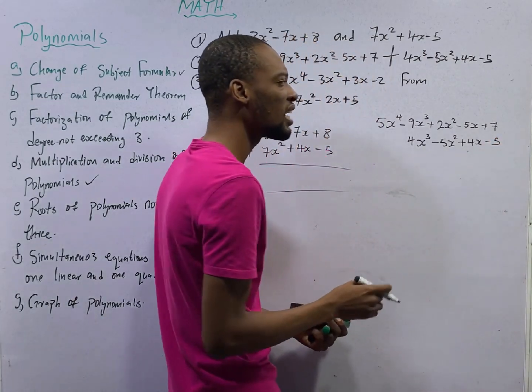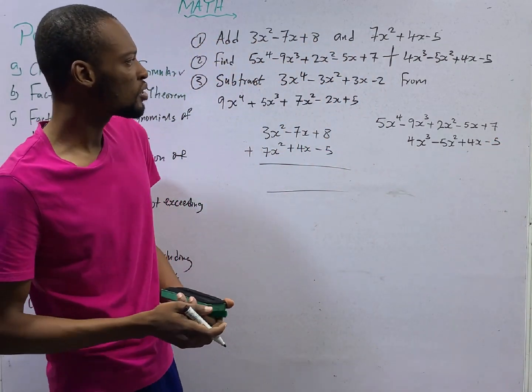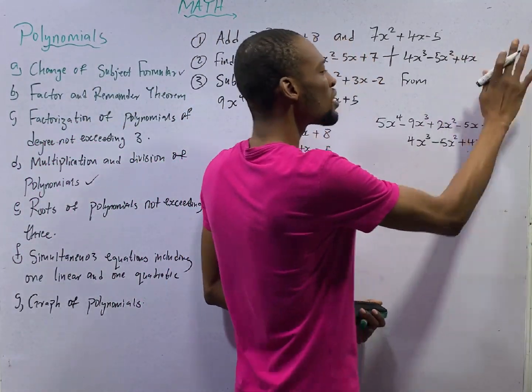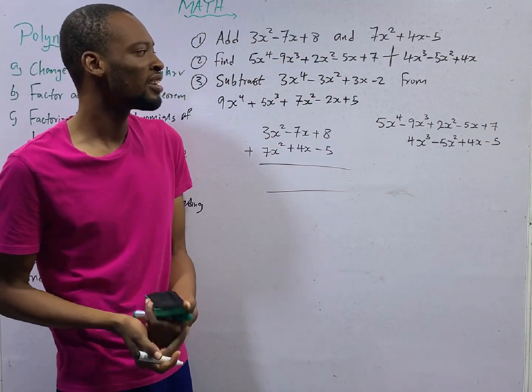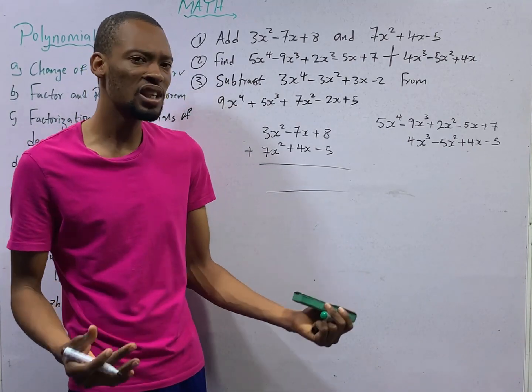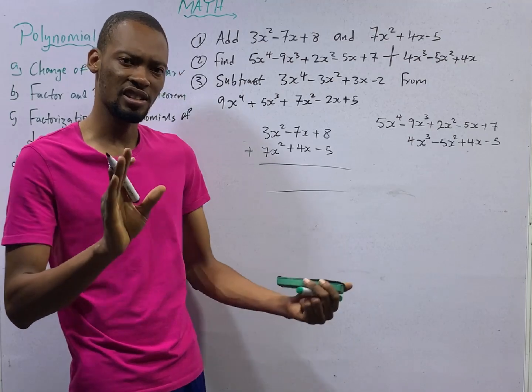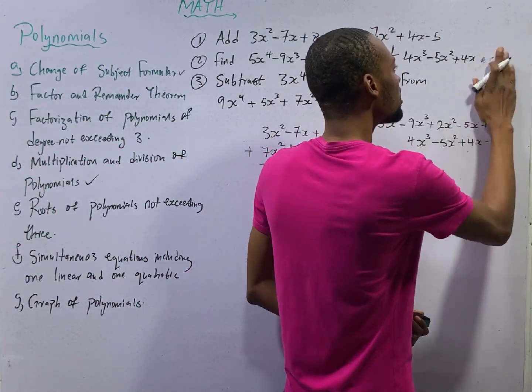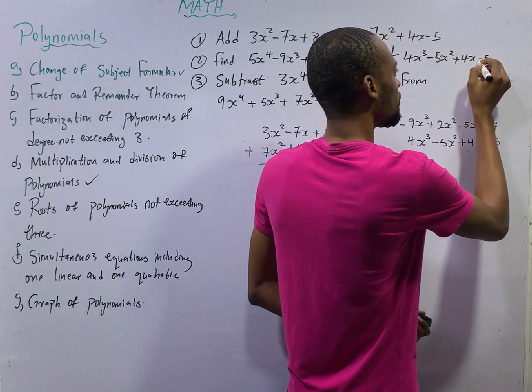Now, what if you have something like this? If it were like this, what would you do? If it were like this, it doesn't mean there is no constant. It only means the constant is 0. So you just put 0 here like this. But in this case, it is minus 5.